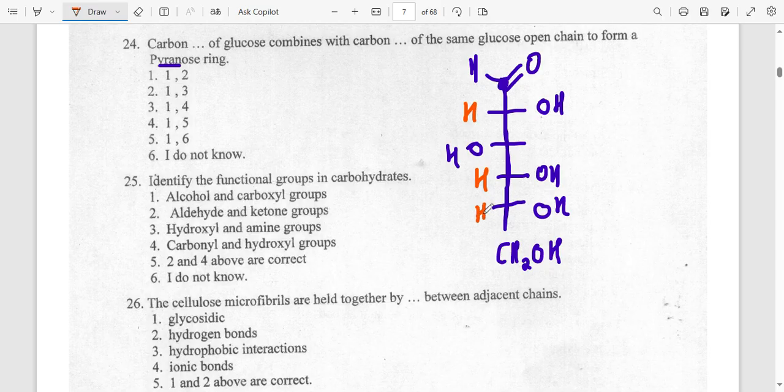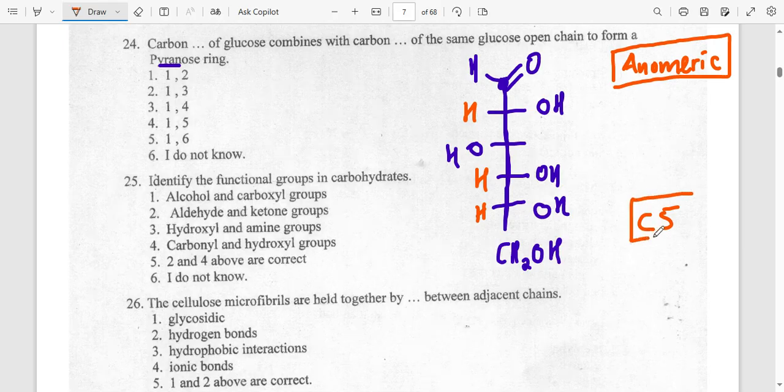Every time you are forming a ring, it's always carbon number 1, forgive me, it's always the anomeric carbon. The anomeric carbon is the carbon containing the functional group. It will always react with the second from last carbon. This glucose has 6 carbons, so the second from last carbon will be carbon number 5. If this was a triose, the second from last carbon would be carbon number 4.